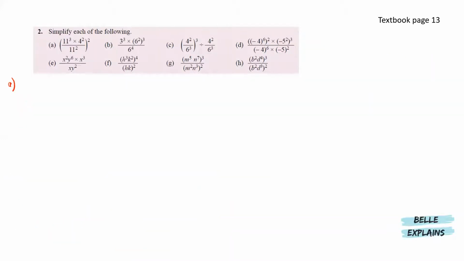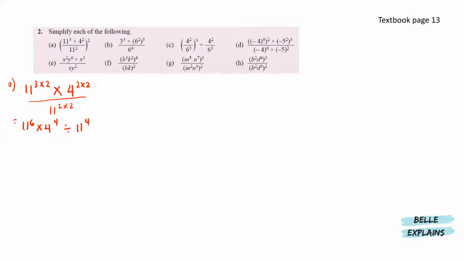Number 2, simplify each of the following. So first, let's open up the brackets. We have 11 to the power of 3 times 2, times 4 to the power of 2 times 2, over 11 to the power of 2 times 2. So here we have 11 to the power of 6 times 4 to the power of 4 divided by 11 to the power of 4.